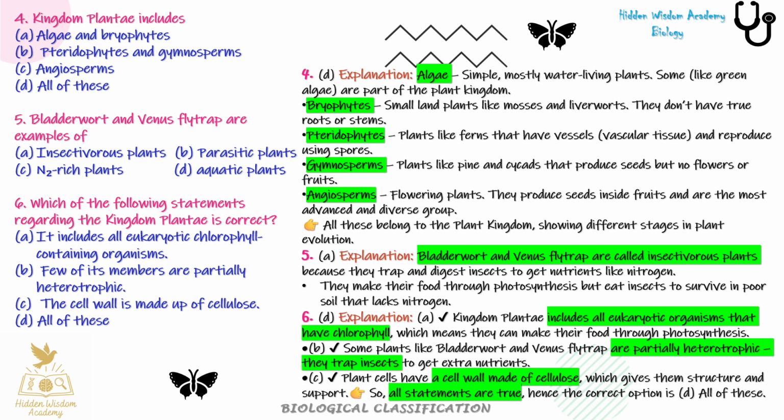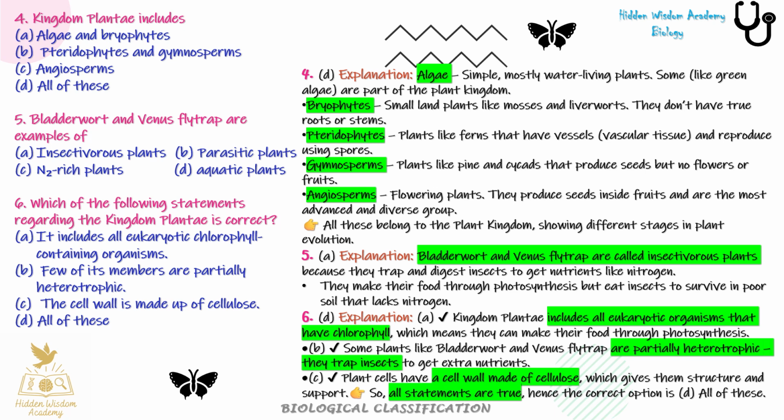Question 6. Which of the following statements regarding the kingdom Plantae is correct? Option A. It includes all eukaryotic chlorophyll-containing organisms. Option B. Few of its members are partially heterotrophic. Option C. The cell wall is made up of cellulose. Option D. All of these.